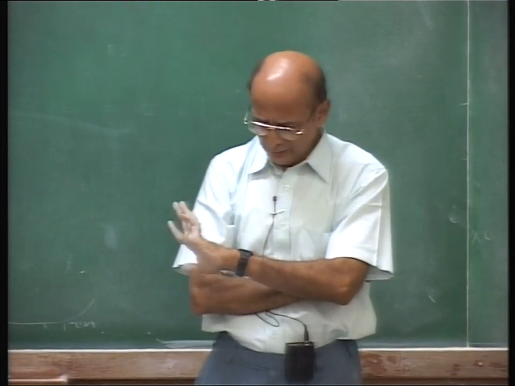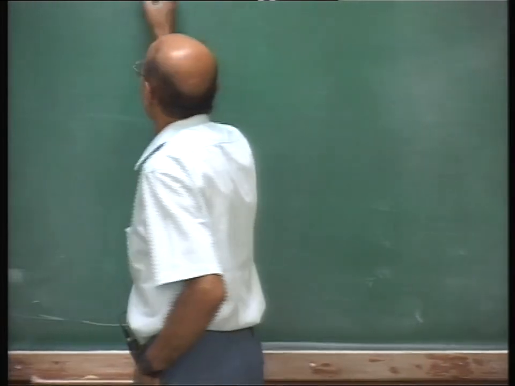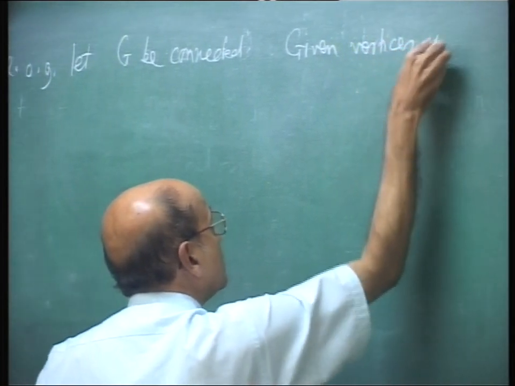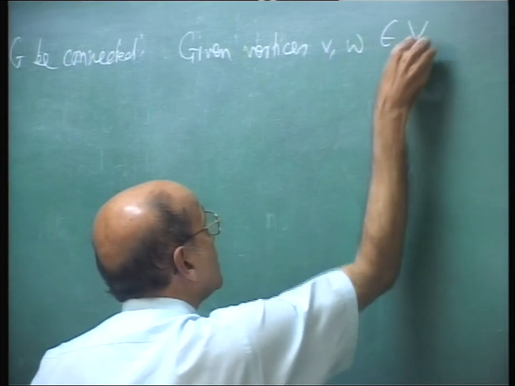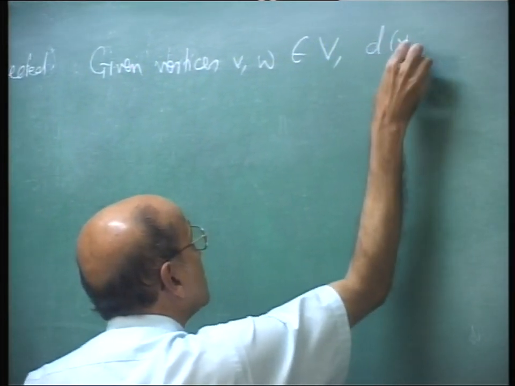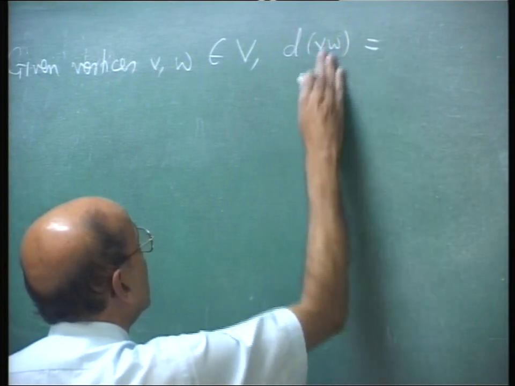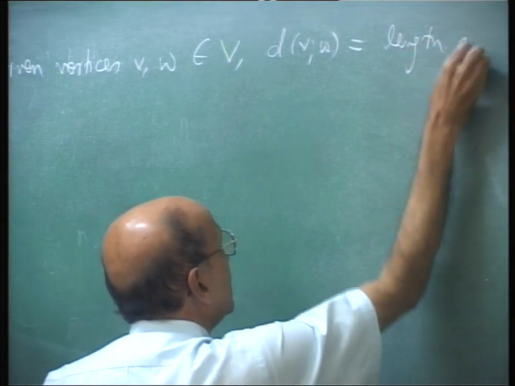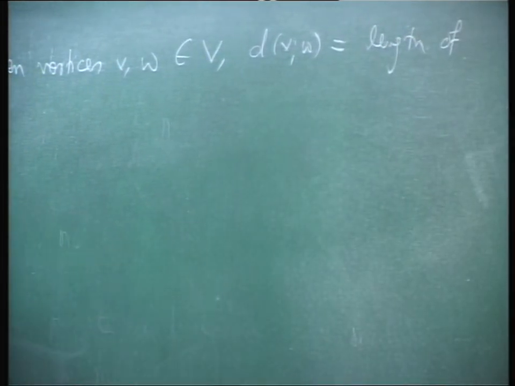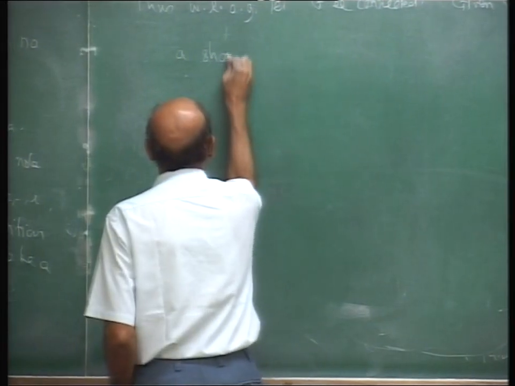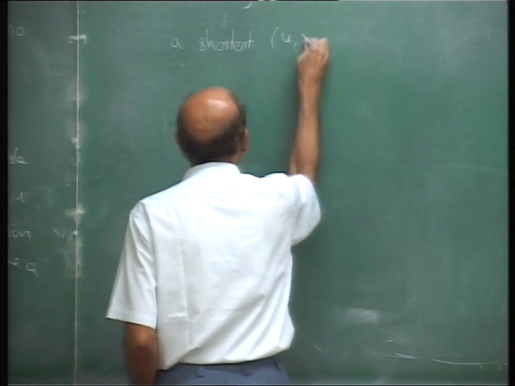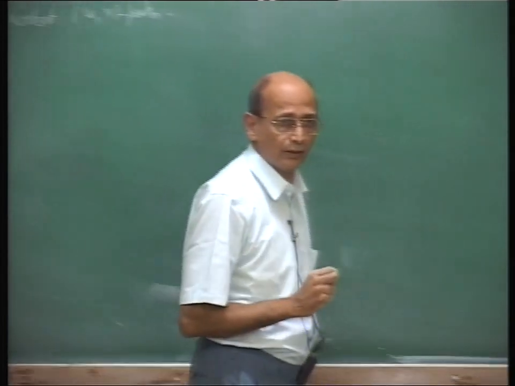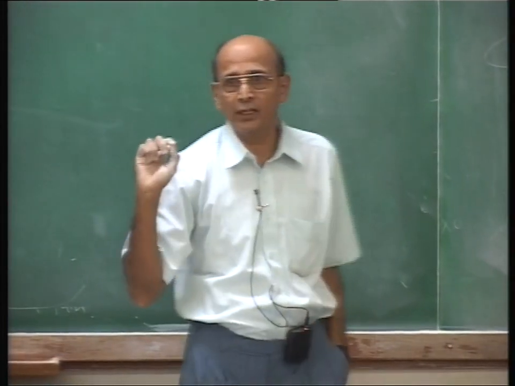There is a general definition that I want to make now. Given a shortest UV path, the distance from U to V. Distance is an important idea.